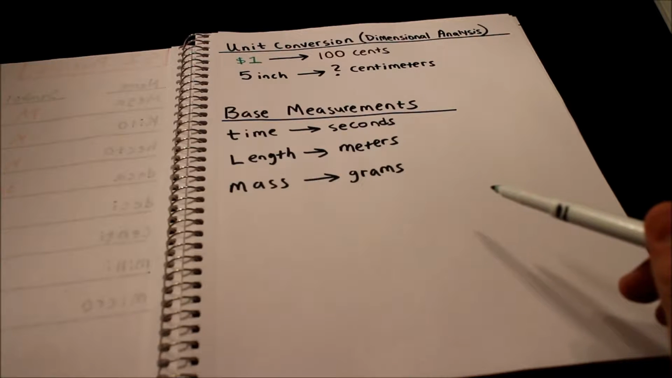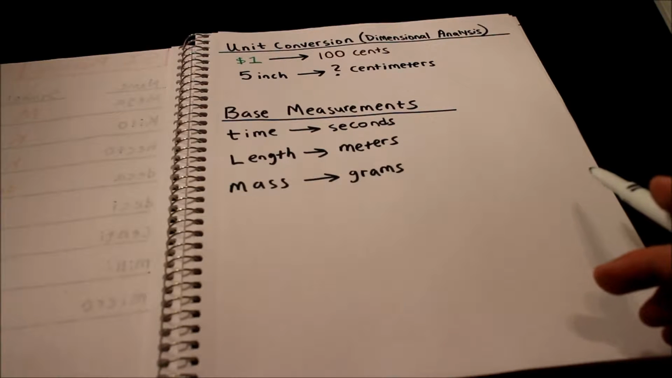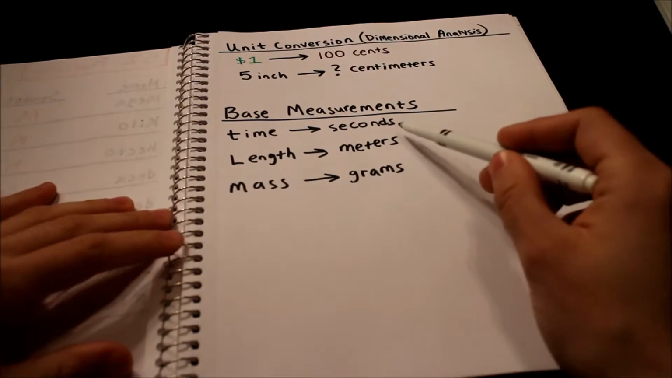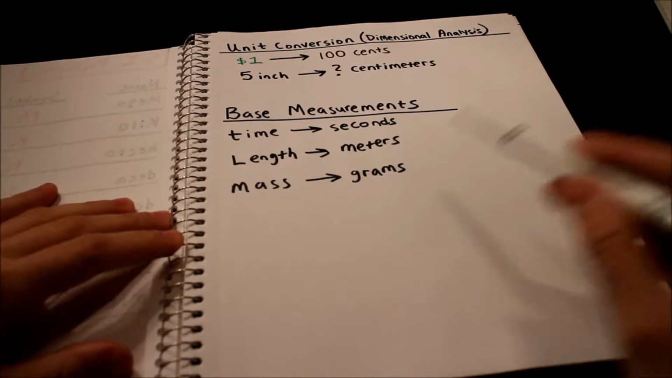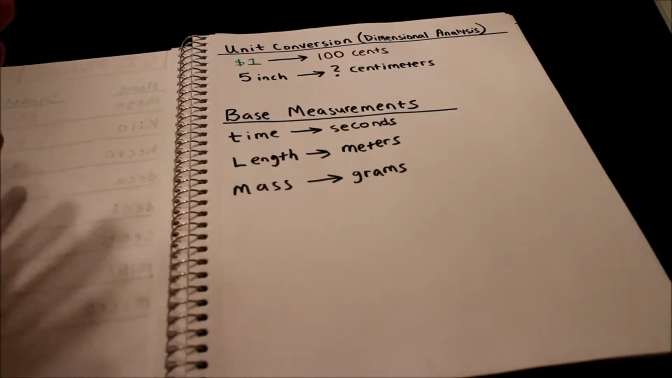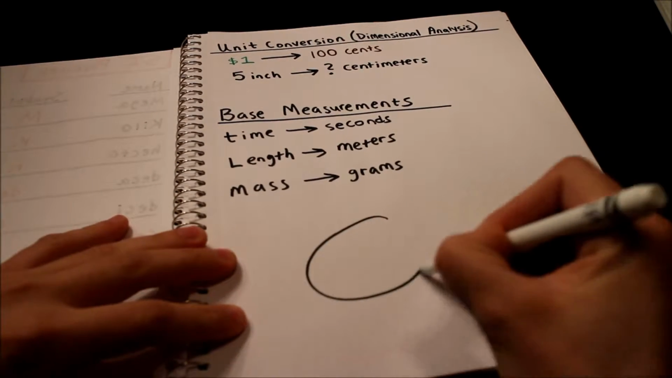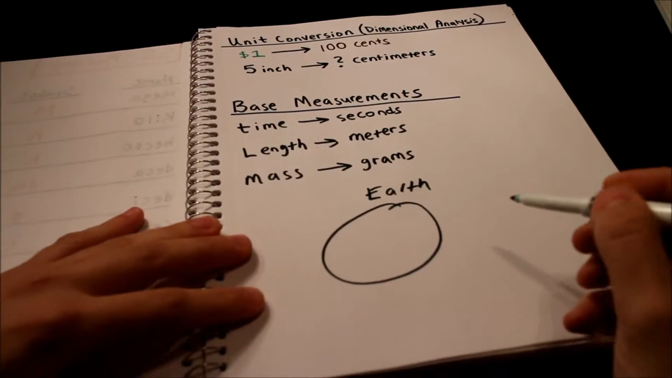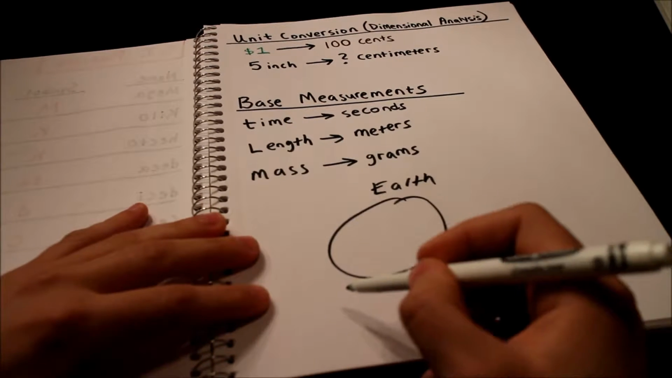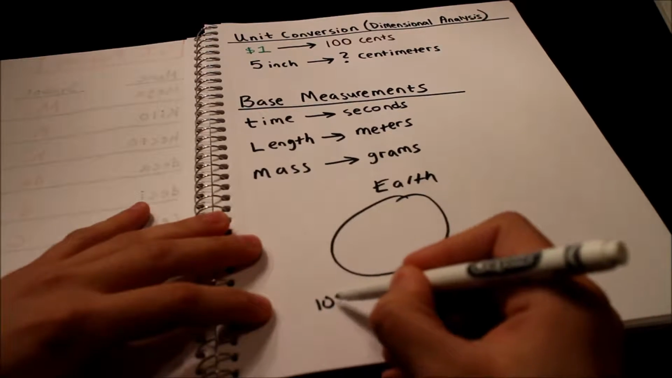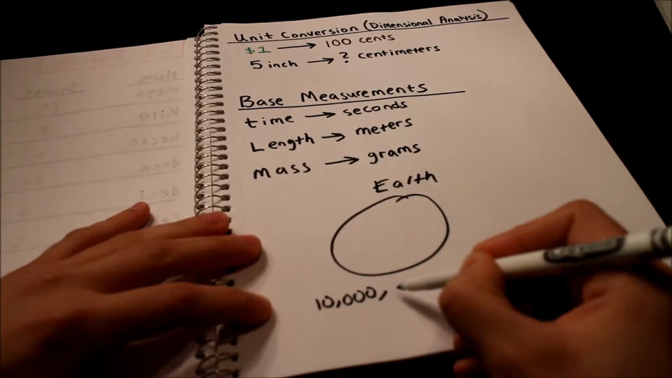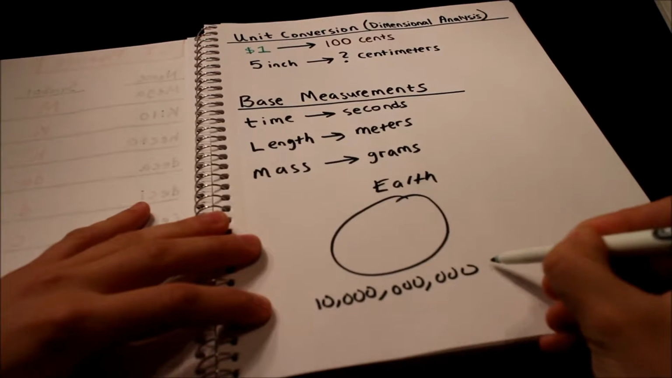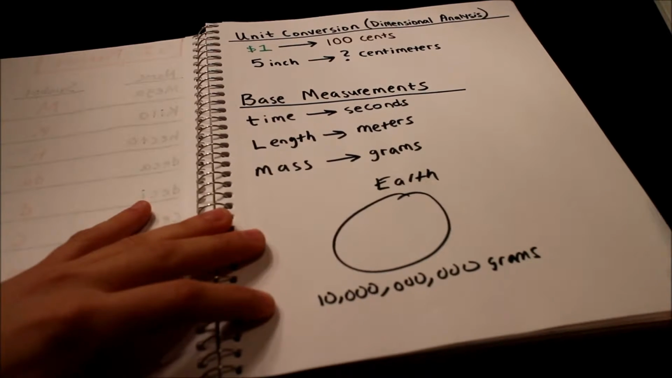So another thing you need to understand is how to reduce just annoyances. So like, let's say you had to deal with a lot of seconds or a lot of meters or a lot of grams. Let's say you were measuring the mass of the earth. The earth is really big, right? So this is the earth. It's huge, right? So let's say we know that it's 10 billion grams or something. I'm just making this up. If it's 10 billion grams, that's a lot to write. 1, 2, 3, 4, 5, 6, 7, 8, 9 grams. That is a ton of grams.